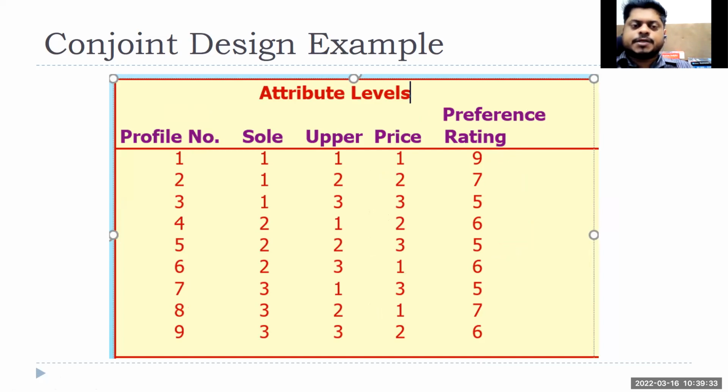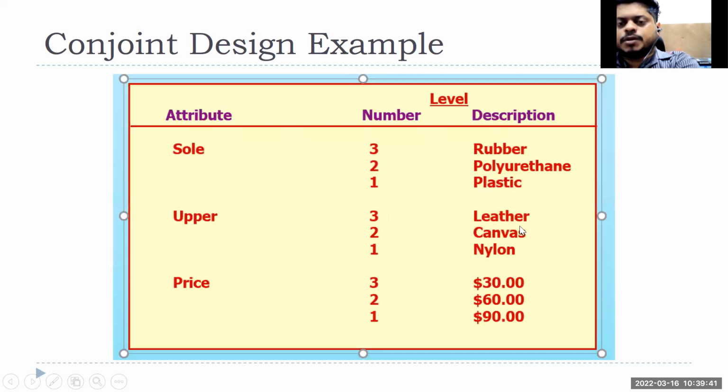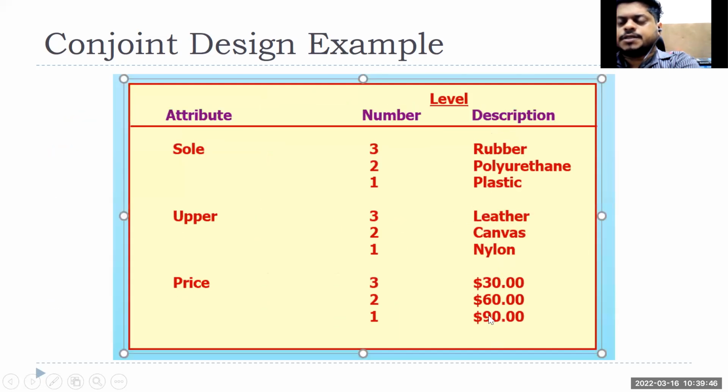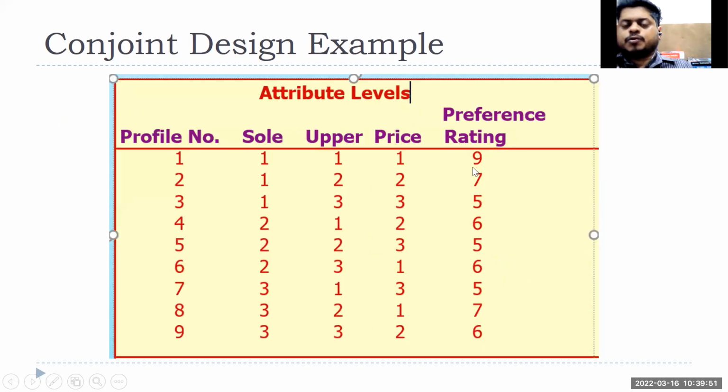So if I show you a profile, sole is one means what? This is plastic sole, then upper is one means nylon, then price is one means $90. If I show you a plastic, nylon, and $90 shoe, what was the customer's rating? The customer has given a rating of 7. So on a scale of 1 to 10, how much the customer is rating that product, right? The more the rating, the better, so the customer is preferring that product much more.